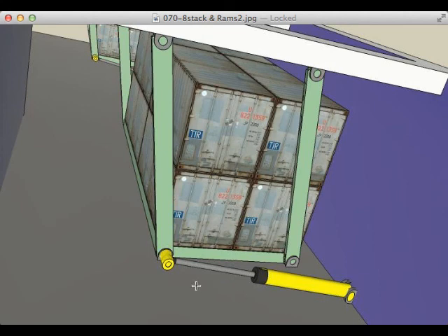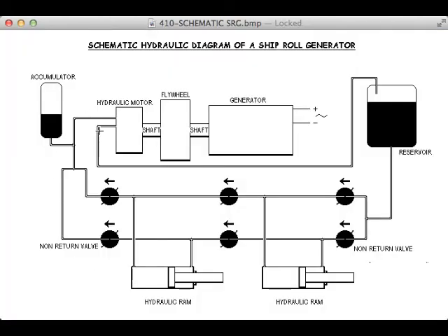You can see it more clearly on this picture. Here are the containers sitting on the platform. The platform swings from side to side, and this ram contracts and expands, and it compresses oil, and the oil which is compressed gets sent to a hydraulic motor.